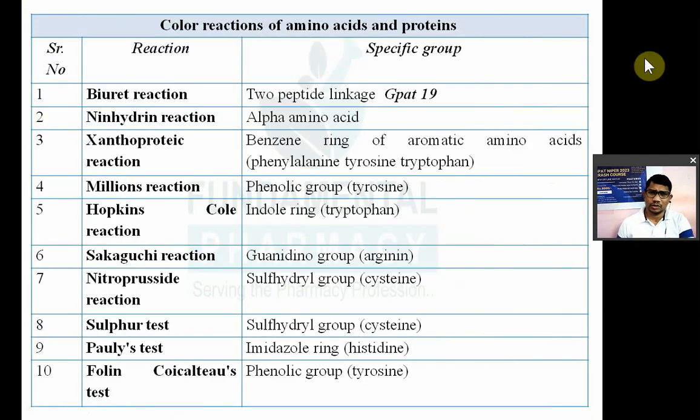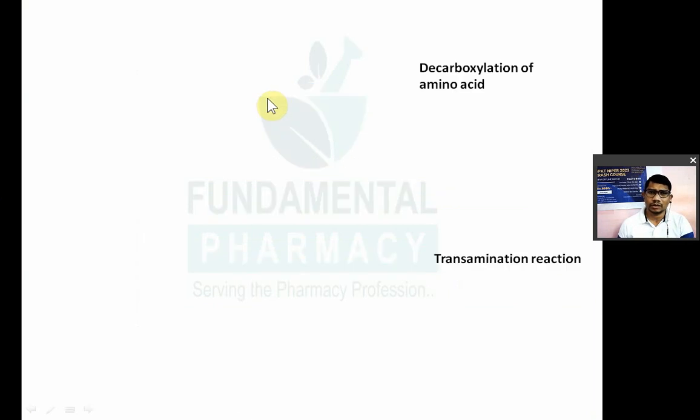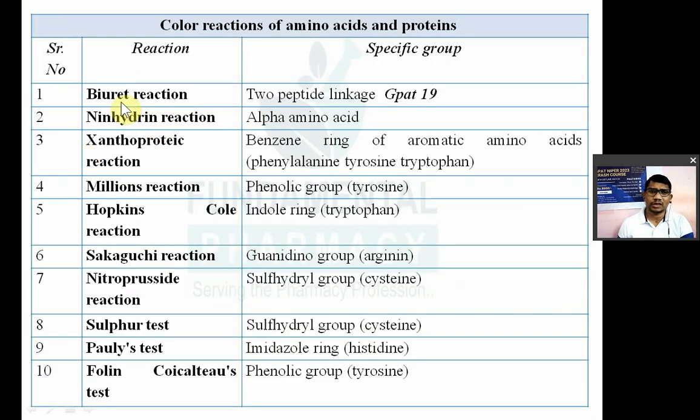After that, we have seen the color reactions. You have to remember that the biuret reaction is given by a protein containing at least two peptide linkages. The one which has two peptide groups will give the biuret reaction. Biuret means bi means two, uret means urea. When two urea molecules condense at 180 degrees, there is a formation of biuret. Now this biuret reacts with copper sulfate to form a biuret copper complex which has a particular color.